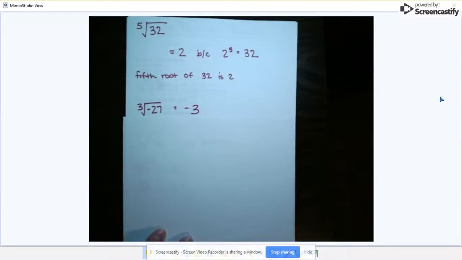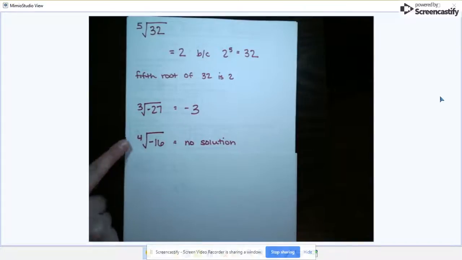Cube root of negative 27 is negative 3. That's just one you want to become familiar with. And then the cube root of positive 27 would be positive 3. One thing to note, the fourth root of negative 16 doesn't have a solution. If your index is even, you can never have a negative number.